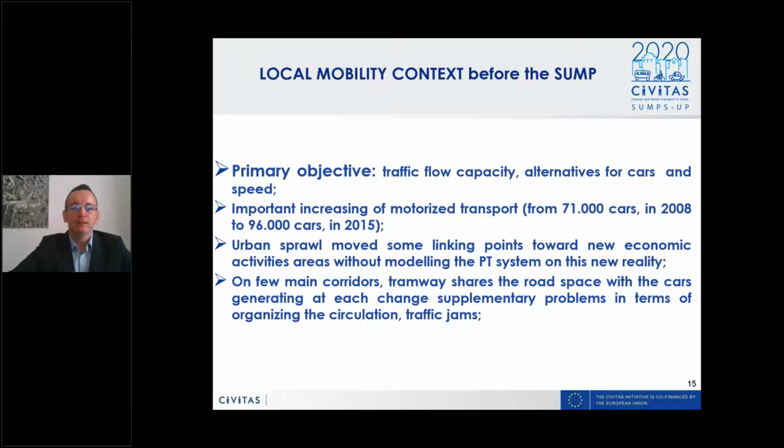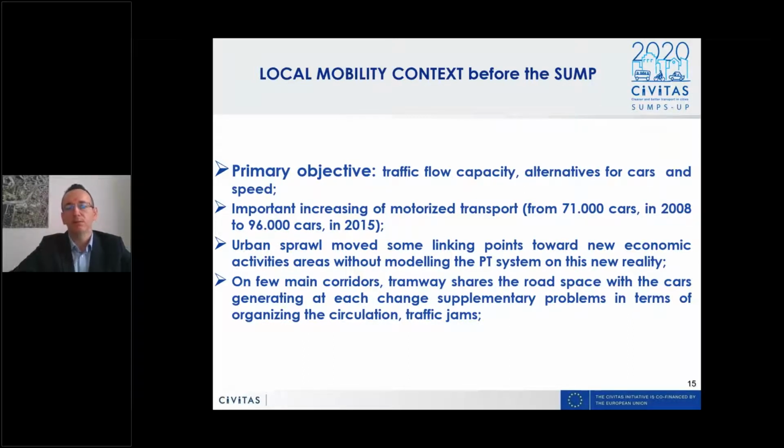We had experienced an important increase of motorized transport, from 71,000 cars in 2008 to 96,000 cars in 2015, and today we have more than 108,000 cars registered at the level of the city. Of course, there was also a lack of territorial planning.